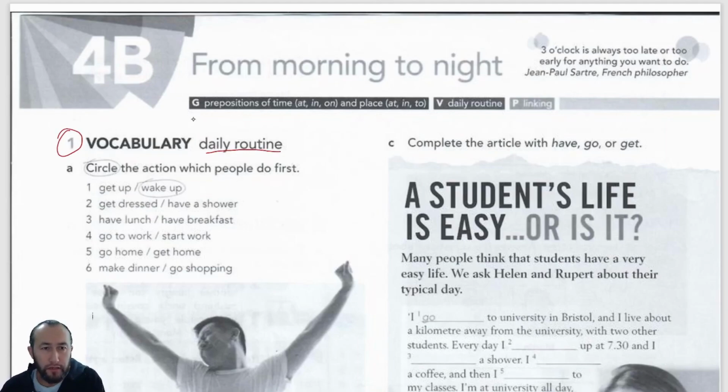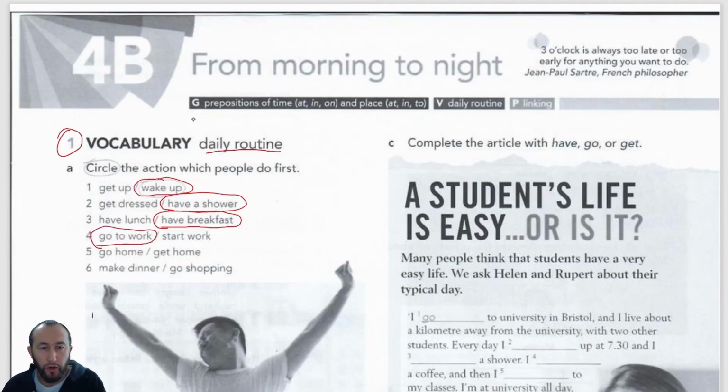Now, A is asking us to circle the action which people do first. So we got 2 options. One of them, they do it first. Number 1, get up and wake up. Obviously, we wake up first, and then after that, we get up from the bed. Number 2, get dressed or have a shower. So we have a shower first. Have lunch or have breakfast. Obviously, we have breakfast first, right? And number 4, go to work, start work. No, we go to work first, and then after that, we start the work.